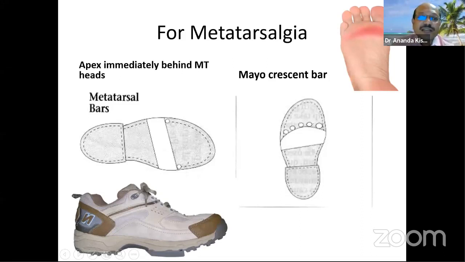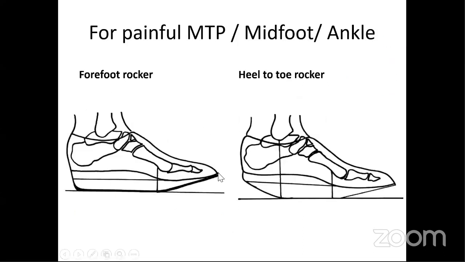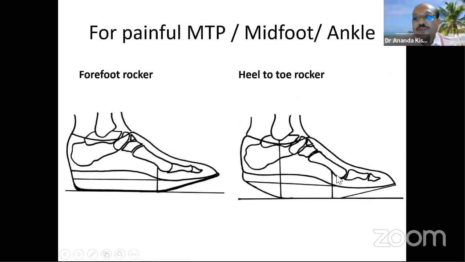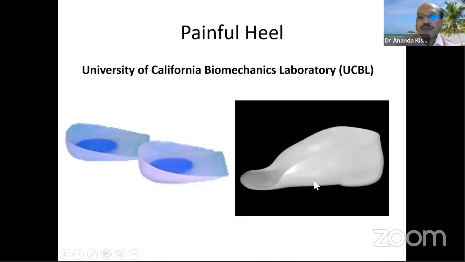So it just suddenly stops at the area just opposite to the area of the metatarsal bar, whereas in the rocker action, see, the rocker action is rounded, and the apex should be just opposite to the painful area, so that during this rocker action no pressure is borne by this area. So by this means the painful area can be easily bypassed.